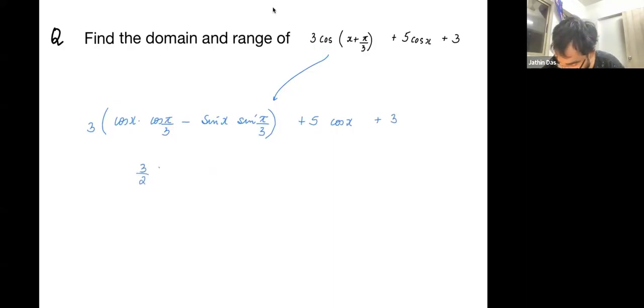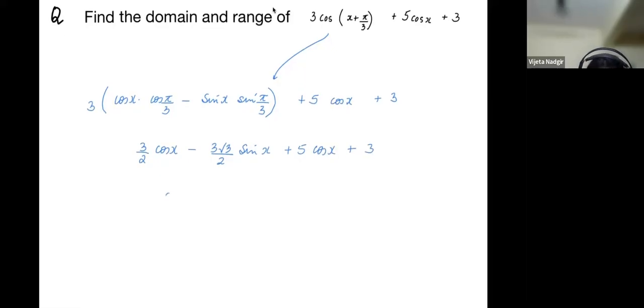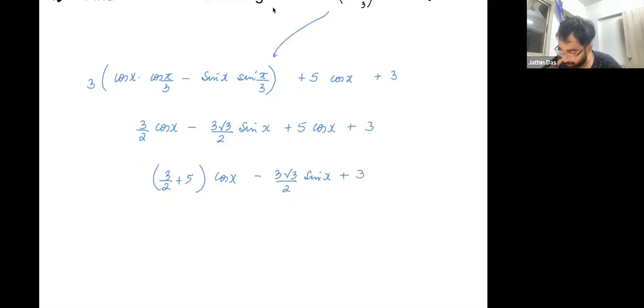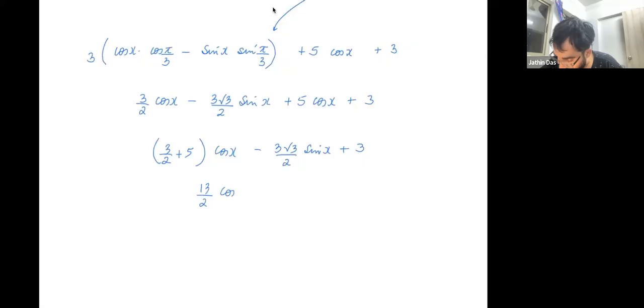It will be 3 by 2 cos x minus 3 root 3 by 2 sin x plus 5 cos x. So cos x I can combine together. So 3 by 2 plus 5, I think it will be 13 by 2, no? So 13 by 2 cos x minus 3 root 3 by 2 sin x plus 3. Let's see if it is correct.